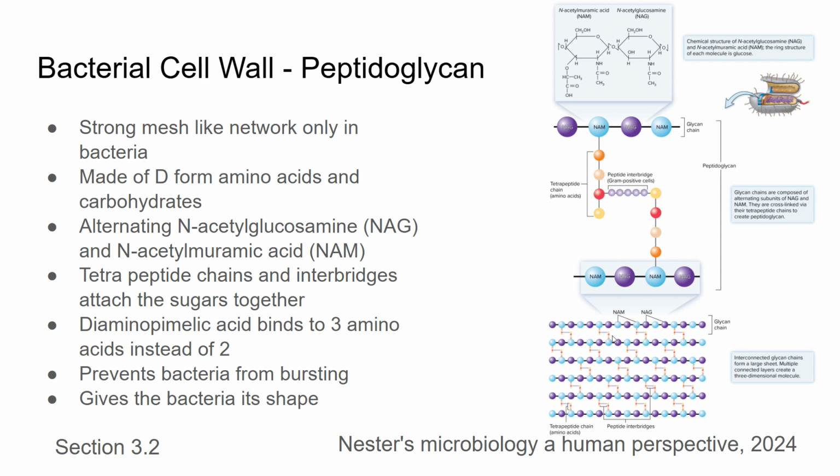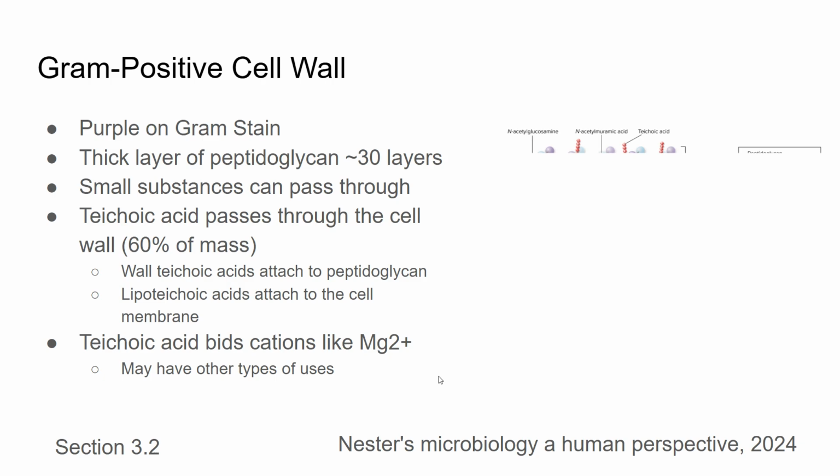So your peptidoglycan and the cell wall is going to prevent bacteria from bursting because it gives it a strong, rigid outside, and it gives the bacteria its shape. Well, if it keeps the bacteria from bursting, and it's unique to bacteria, that gives us a target to attack in order to kill bacteria to keep people alive. But we'll cover that more later.